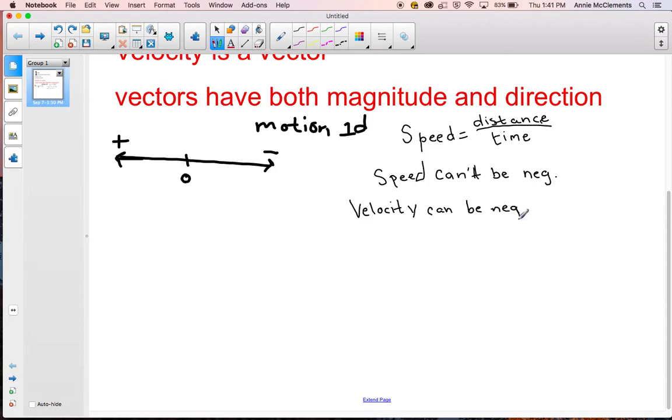Okay? And part of this is the negative and positive signs associated with velocity mean slightly different things than we think about them traditionally, meaning on a number line. Okay? In the case of velocity, just to recap, we defined velocity last video.